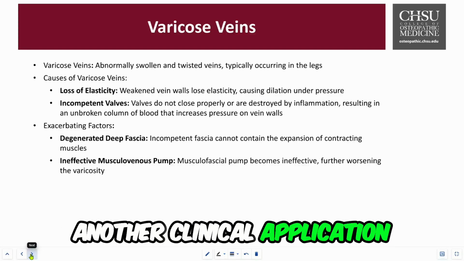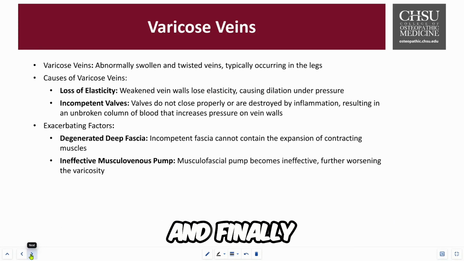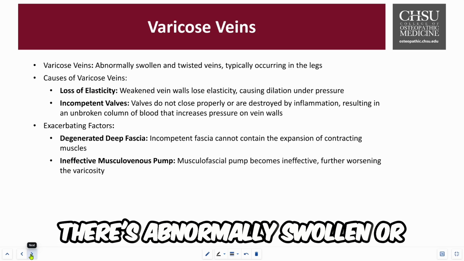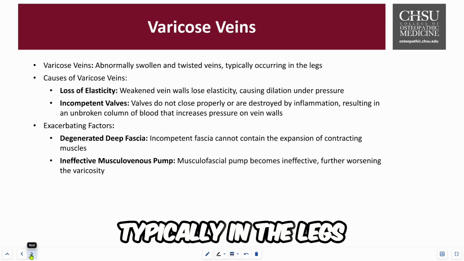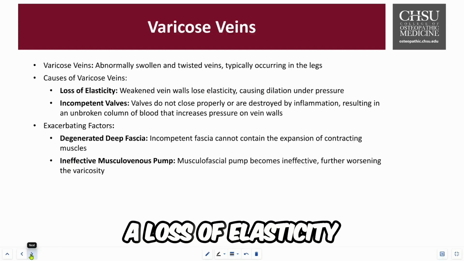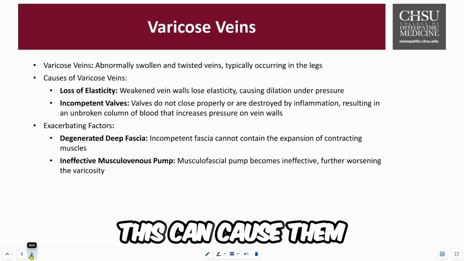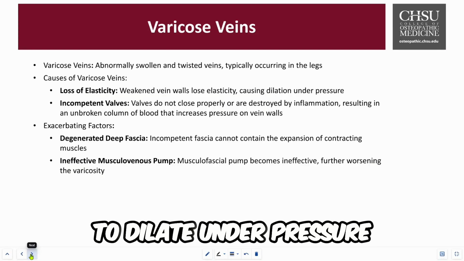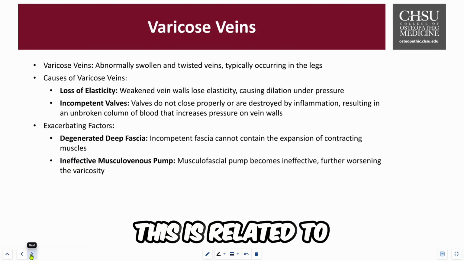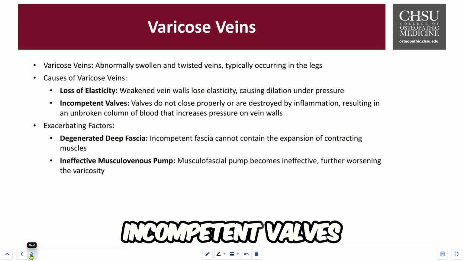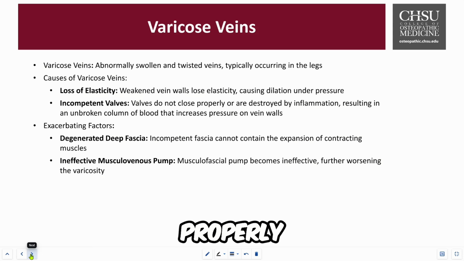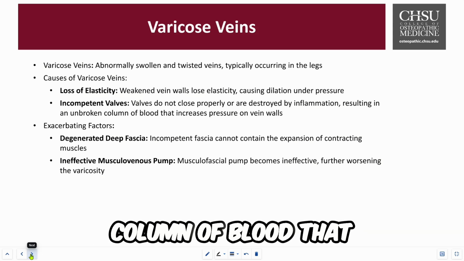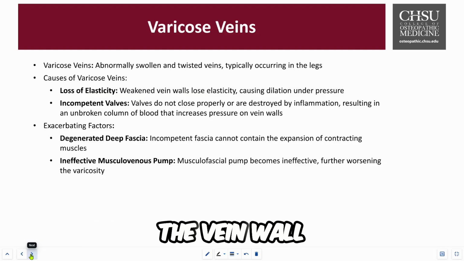Another clinical application would be varicose veins. Varicose veins are abnormally swollen or twisted veins, typically in the legs, and they're caused by a loss of elasticity in the vein walls. This can cause them to dilate under pressure, and a major cause of this is incompetent valves, which don't close properly, resulting in an unbroken column of blood that increases the pressure on the vein wall.